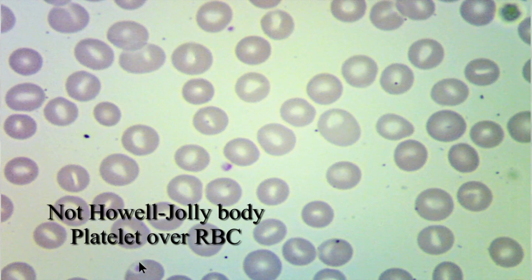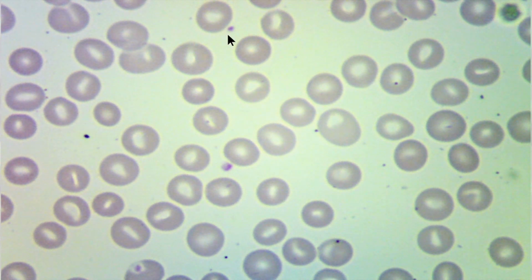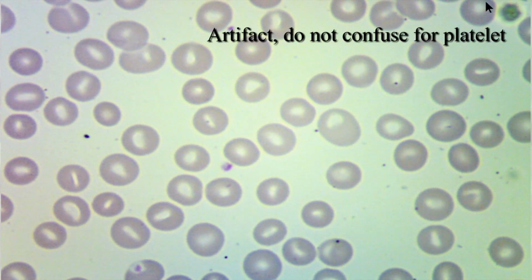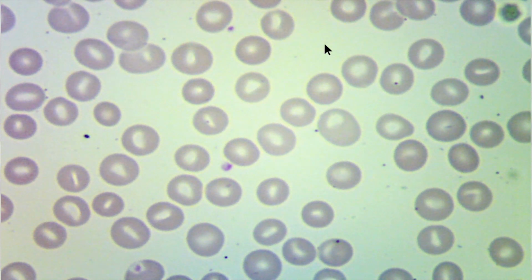This is not a Howell-Jolly body. This is a platelet that has fallen on top of a red blood cell. You have to make sure that you are able to make this distinction. Another platelet in here. This is an artifact on this side, and that will conclude this smear's analysis.